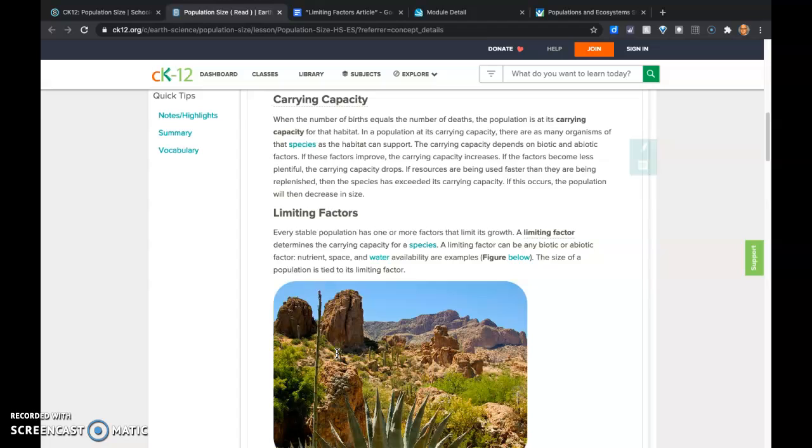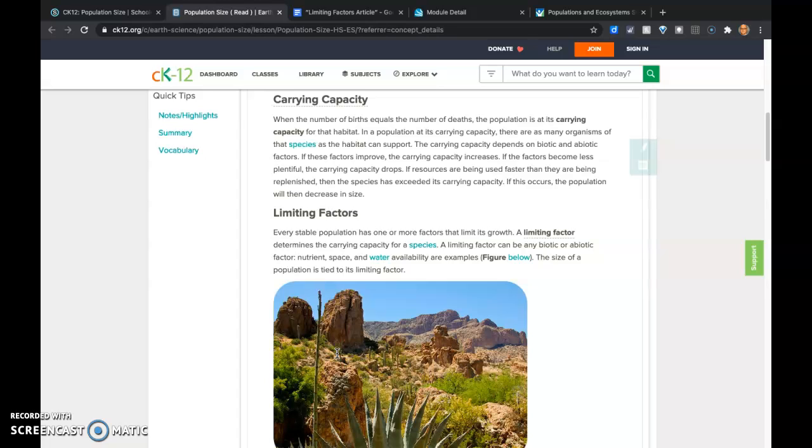Carrying capacity. When the number of births equals the number of deaths, the population is at its carrying capacity for that habitat. In a population at its carrying capacity, there are as many organisms of that species as the habitat can support. The carrying capacity depends on biotic and abiotic factors. If these factors improve, the carrying capacity increases. If the factors become less plentiful, the carrying capacity drops.